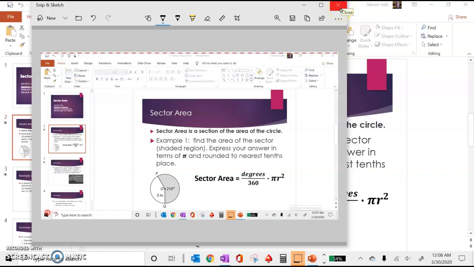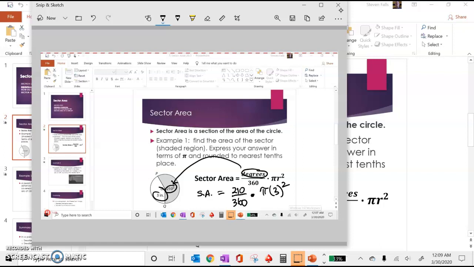If we're going to find the sector area of this, I'm just going to label it SA for short. Sector area is the degree measure of that sector, which in this case is 210 degrees. So I'm going to say 210 out of 360, and multiply that by the normal area formula, which is pi r squared. The radius, as you can see in this case, is 3 inches. So I'm going to multiply this by pi times 3 squared.